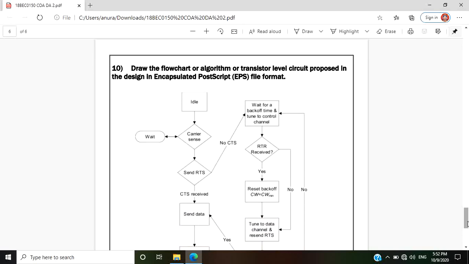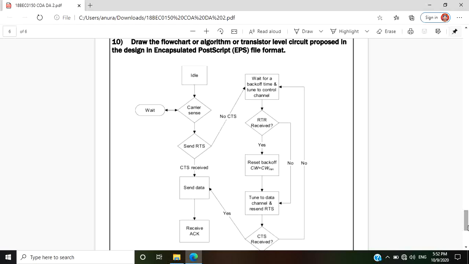Wait carrier signal. Carrier send RTS. CTS received. Send data. Receiver ACK. And then CTS received. Turn to data channel and resend RTS. Reset backoff CW and RTS received. Wait for a backoff time.